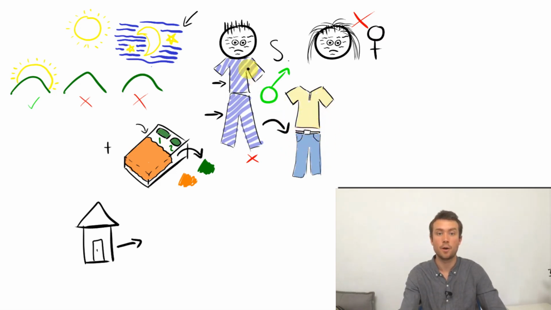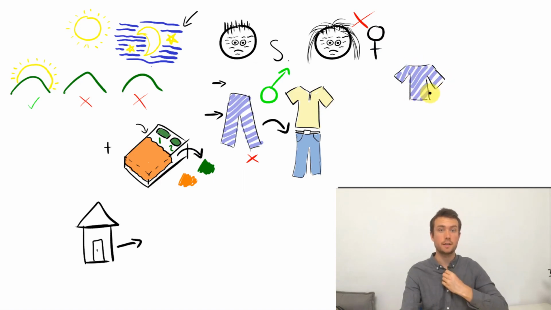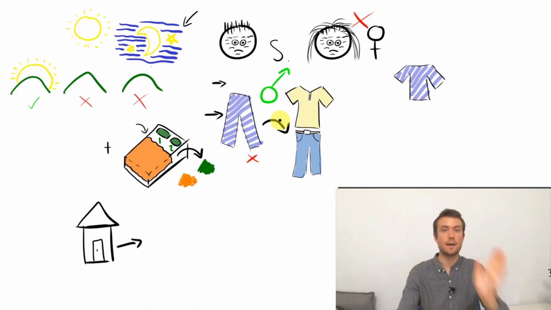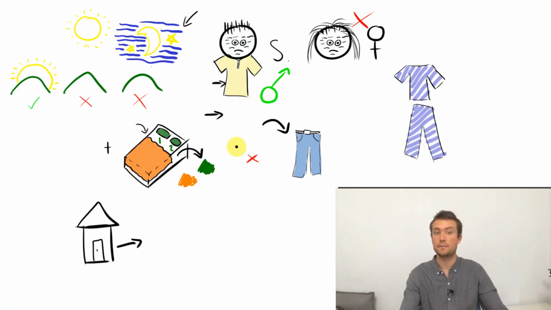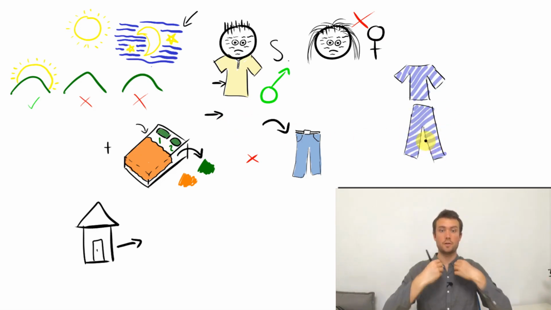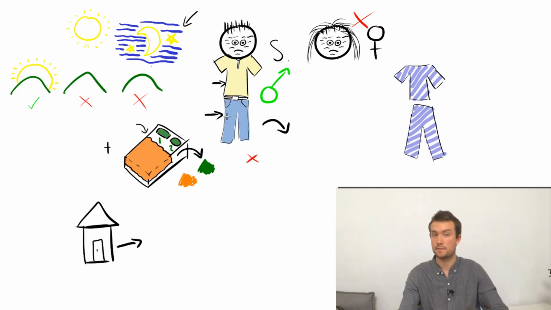He changes his top and his pants. Mr. Smith takes off his pajama shirt and puts on his other shirt. He takes off his pajama pants and puts on his other pants.